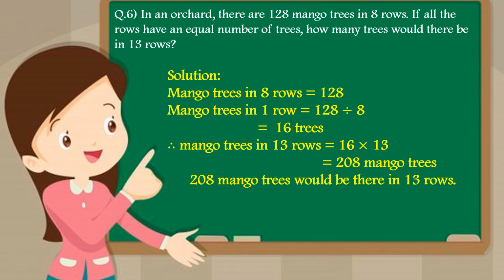How many trees would be there in 13 rows? Mango trees in 13 rows. One row we know it is 16 trees. So 13 rows will be 13 into 16, that is 208 mango trees. Therefore 208 mango trees would be there in 13 rows.